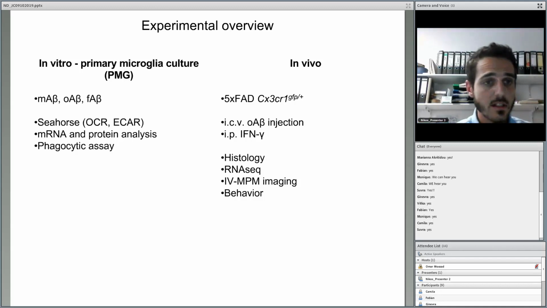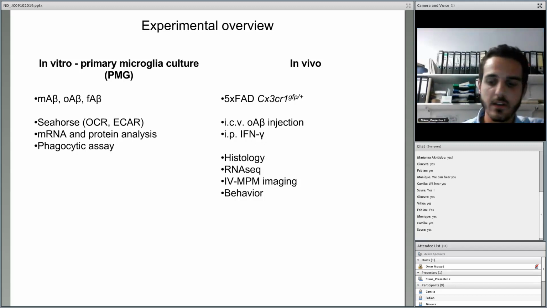So then their readouts are Seahorse for the metabolic analysis, mRNA and protein analysis, and also they did the phagocytic assay. For the in vivo model, they used the Fractalkine GFP 5xFAD mouse model, and there they did two invasive techniques. The one is the intracerebroventricular injection of the oligomeric A beta, and the other is the intraperitoneal injection of interferon gamma. I will go through these different experiments when the time comes, but just for you to have an overview. And then they analyzed through histology, RNA sequencing, in vivo imaging, and finally behavior.